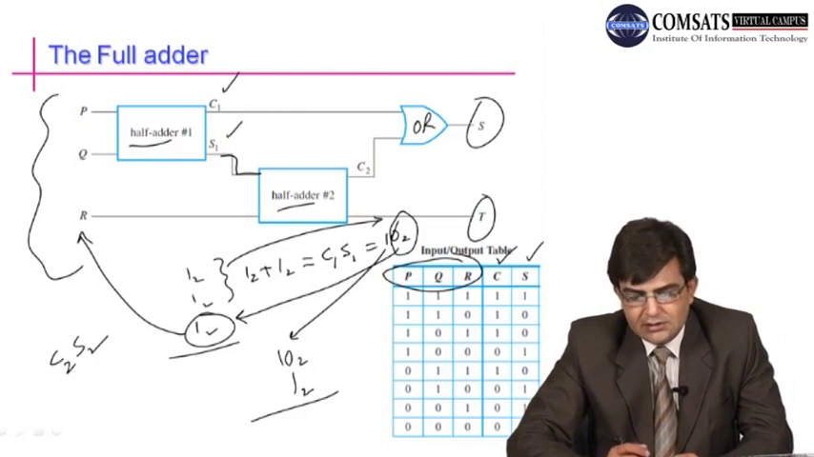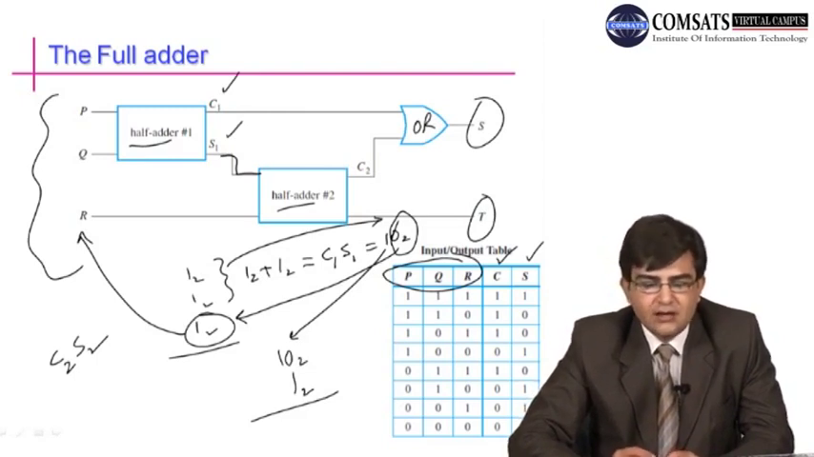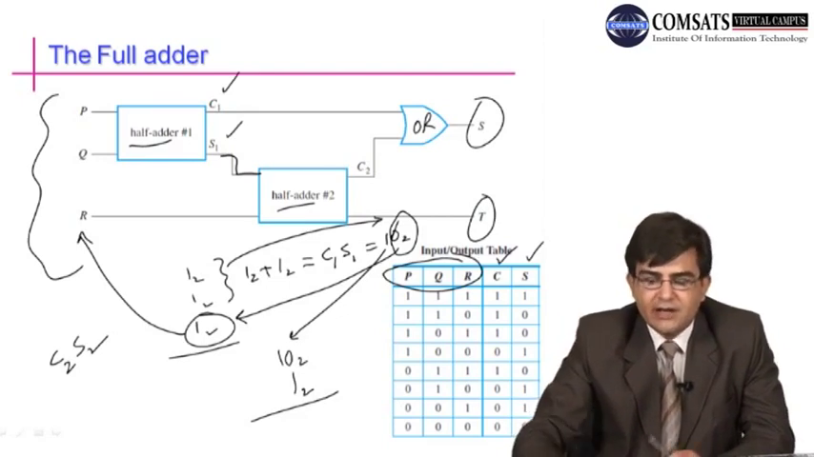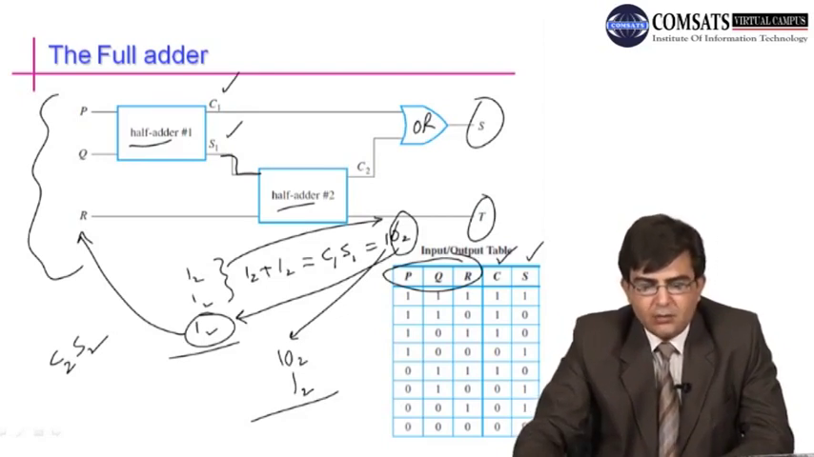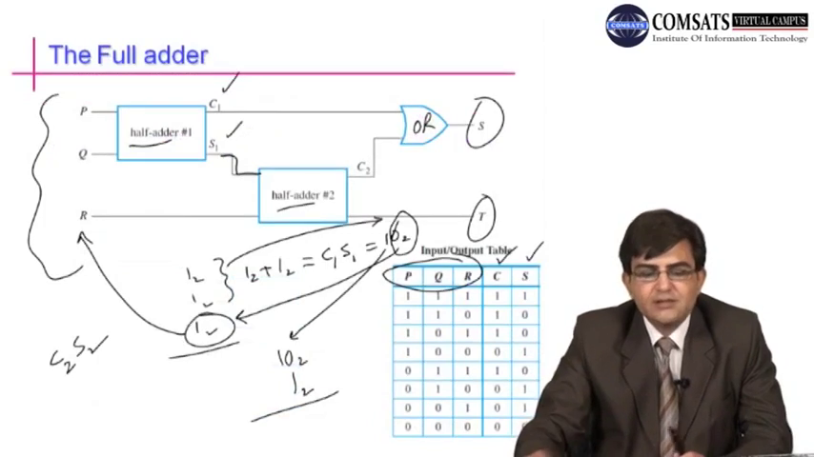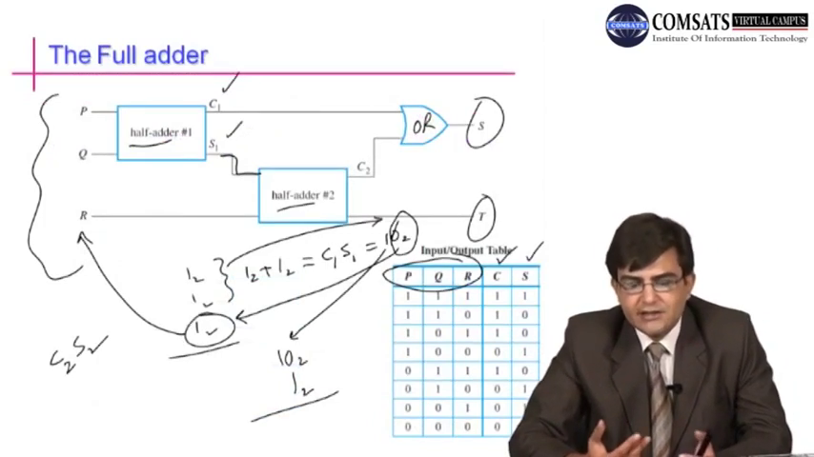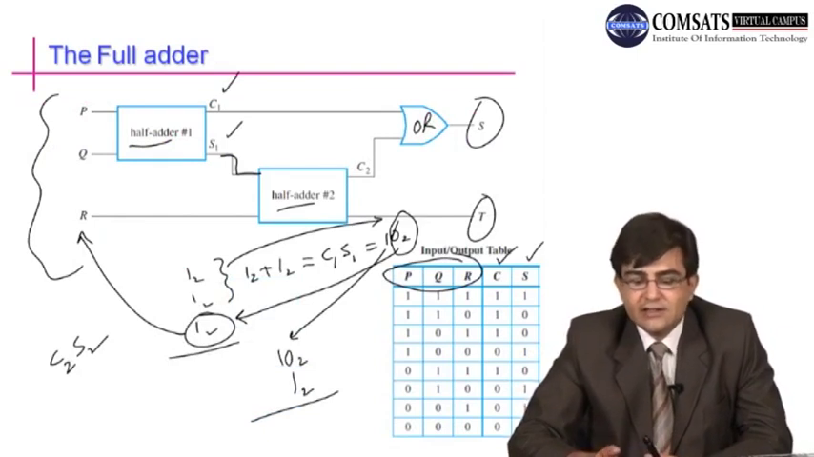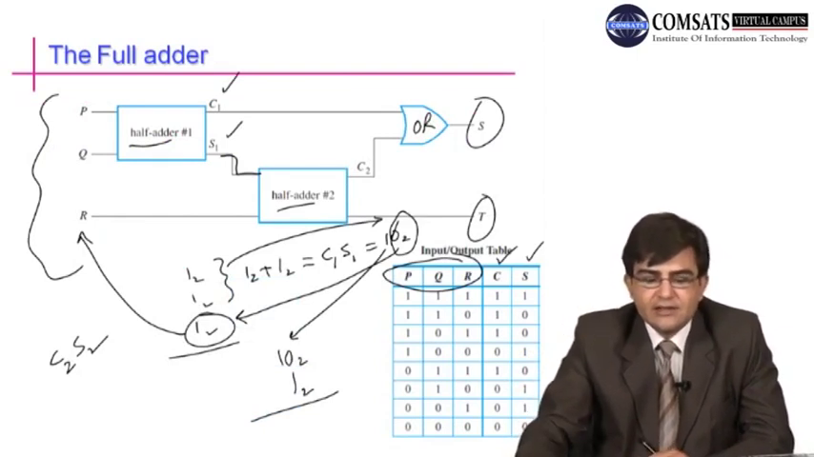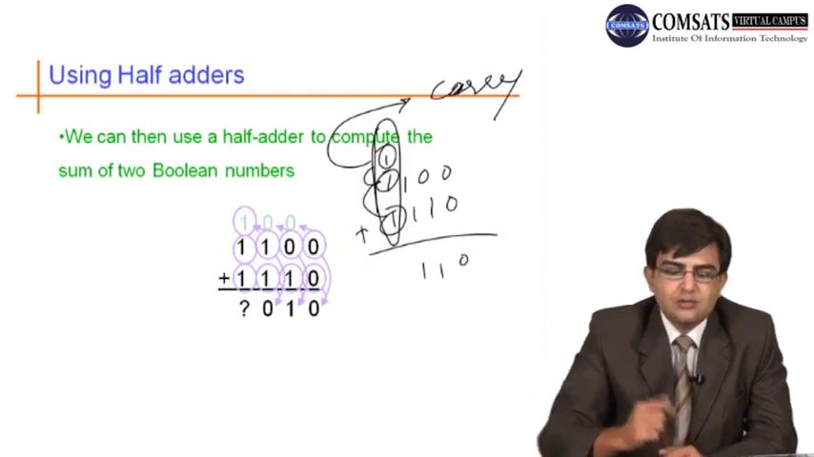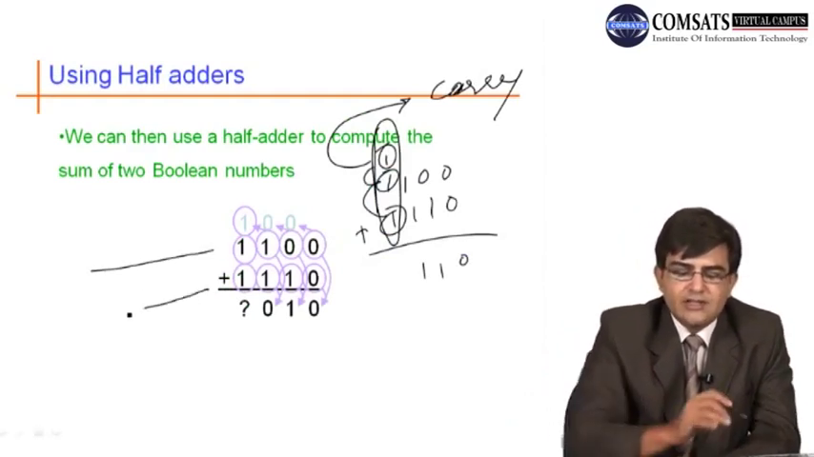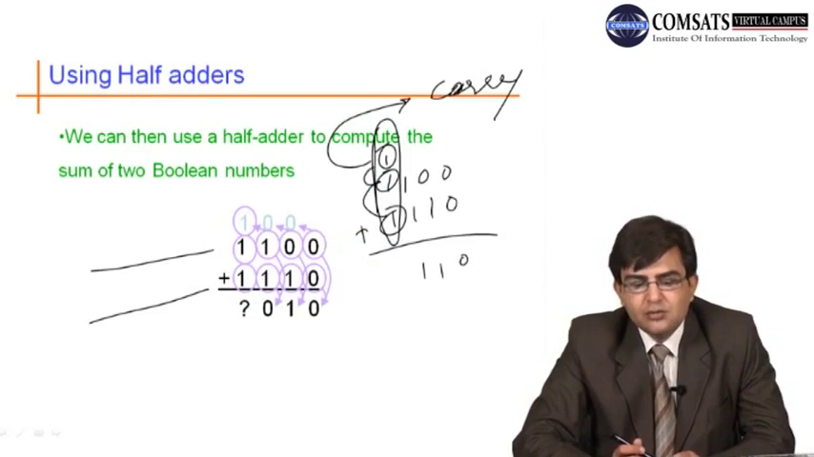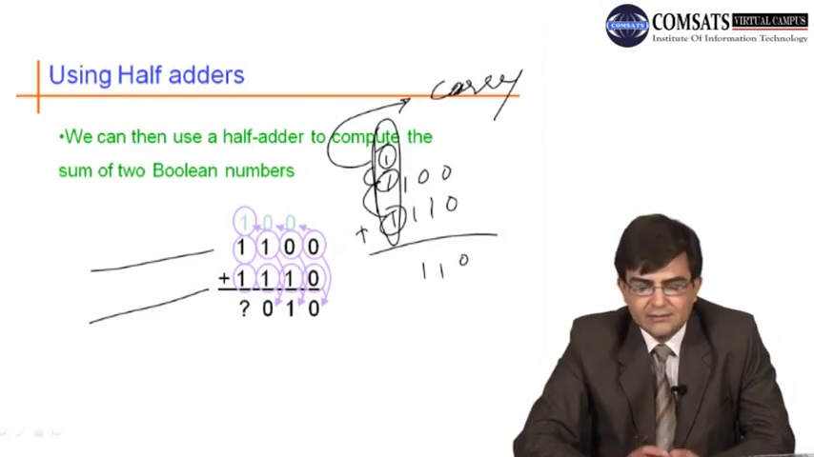So this type of circuit is called a full adder circuit. It is used to add up three binary digits. Now, why have we constructed these two circuits, half adders and full adder circuits? Basically, these two circuits are used for the addition of two binary numbers of any length.